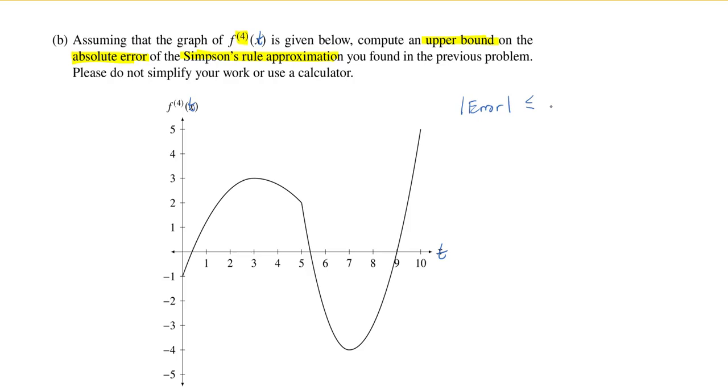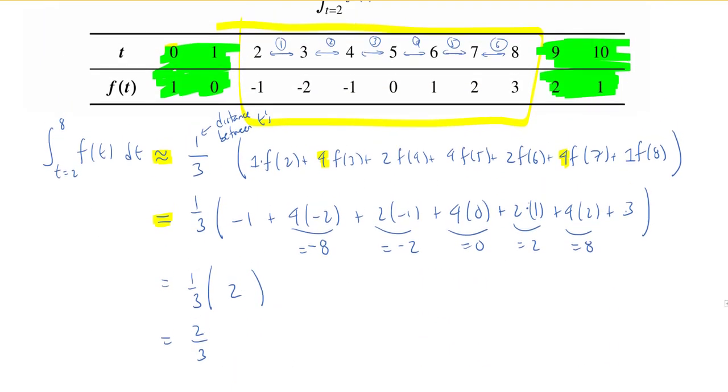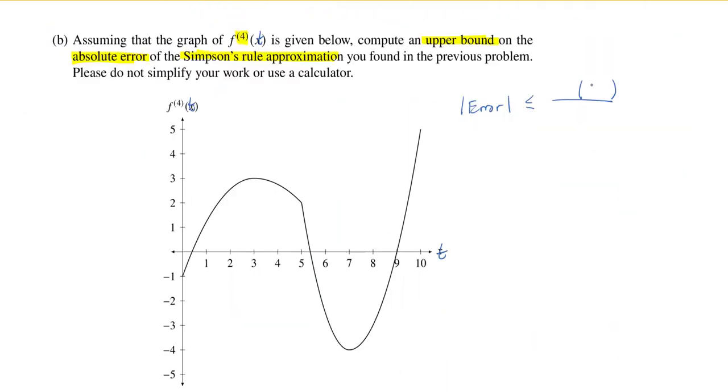And so we have a rule which says that the absolute value of the error is bounded by this fraction. In the top, you're going to have a difference between your end points. Here we went from 2 to 8. So we're going to do 8 minus 2, and we're going to raise this to the 5th power.